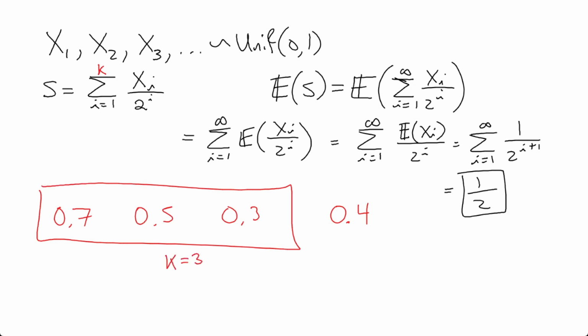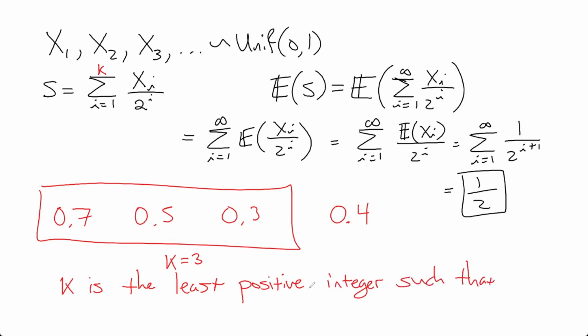and I would want k to equal 3 in this case. The way we can define k is to say that k is the least positive integer such that x sub k is less than x sub k plus 1, meaning this next term x sub k plus 1 is bigger, and that ends the initial descending sequence. So if I define S in this way, can we still find the expected value of S? That is the question.